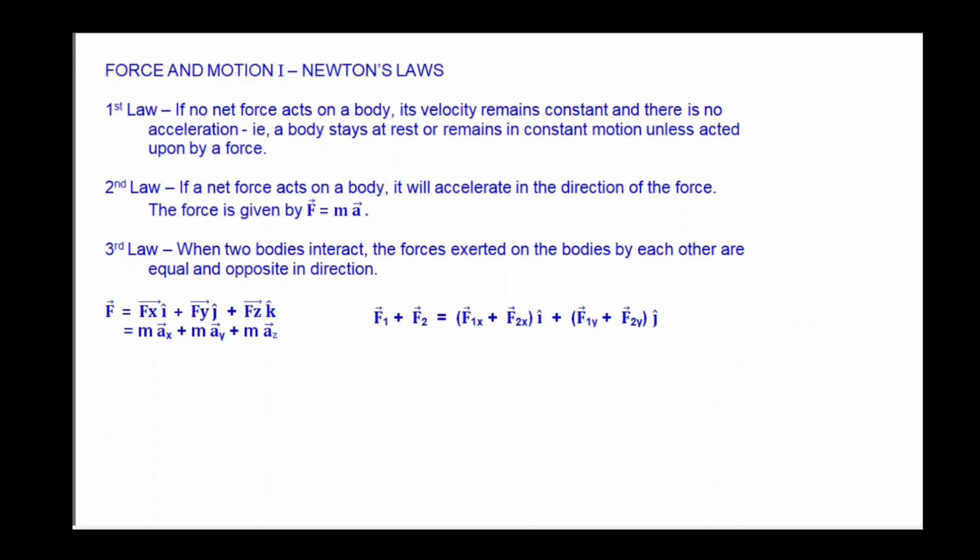And lastly, when two bodies interact, the forces exerted on the bodies by each other are equal and opposite in direction. So for example, if I have a wall and I'm pushing on the wall, I'm exerting a force on the wall, F1, and that wall is pushing back on me with a force of minus F1. So as long as there's no acceleration, the forces will be equal.